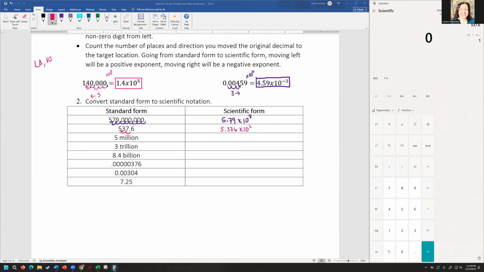All right, the next 3 are special cases. When you see the word million, that is automatically a number 5 up here.